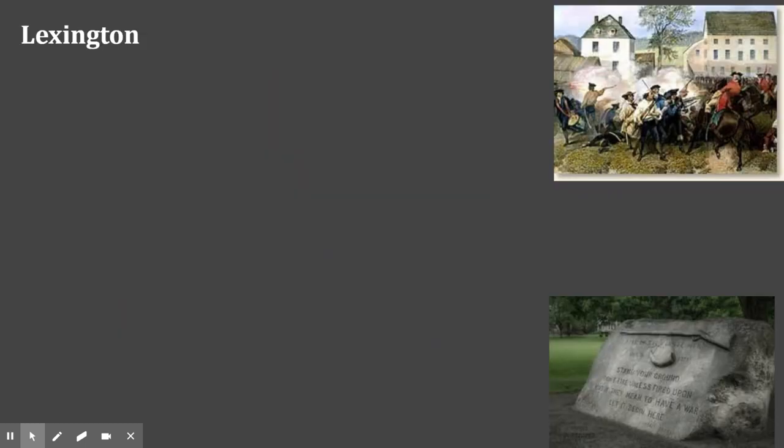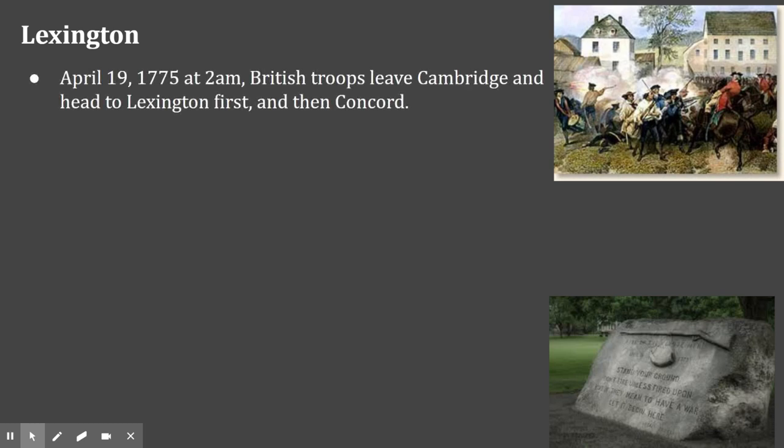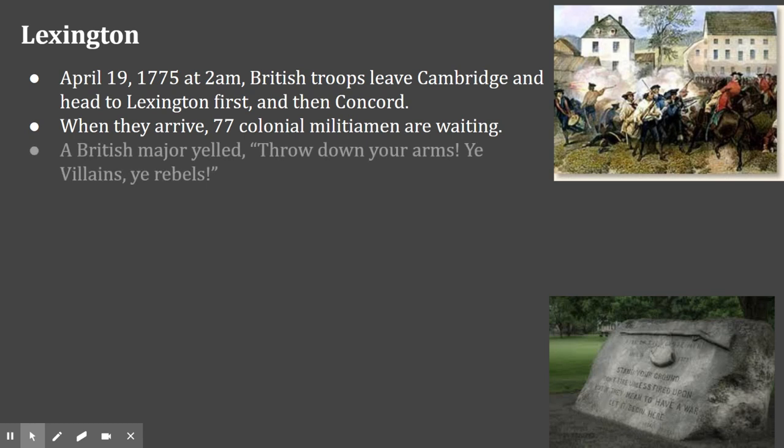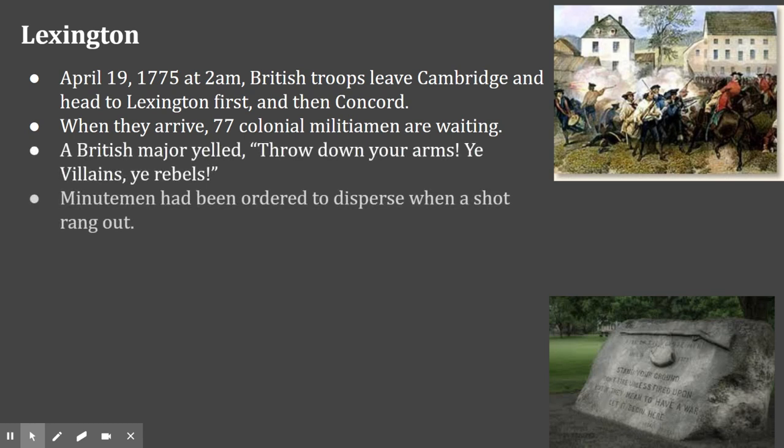In the battle in Lexington, this is just really giving you the highlights here. On April 19, 1775, at 2 a.m., British troops leave Cambridge and head to Lexington first and then to Concord. When they arrive, 77 colonial militiamen are waiting, and a British major yelled, "Throw down your arms, ye villains, ye rebels." And the Minutemen had been ordered to disperse when a shot rang out.